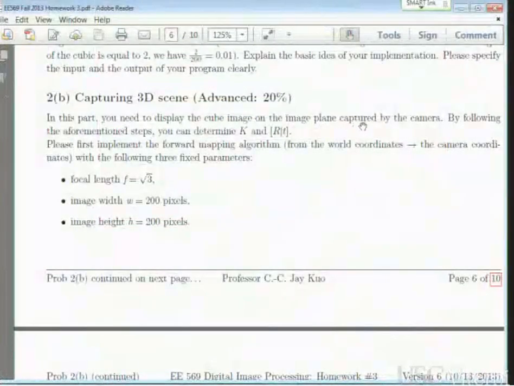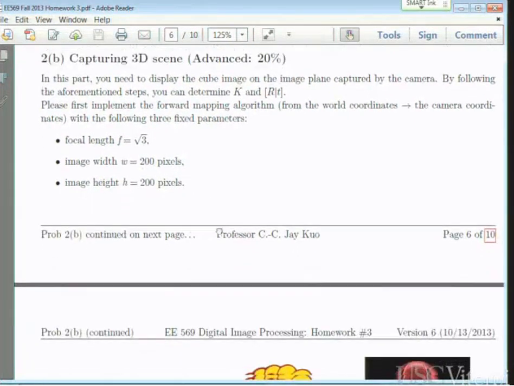Okay, so here, let me continue the homework. Operator, can you let me just finish the homework? Computer screen. Okay, so you need to display the cube image on the image plane captured by the camera by following the aforementioned steps. First implement the forward mapping algorithm, using focal length, where this image is 200 pixels by 200 pixels.